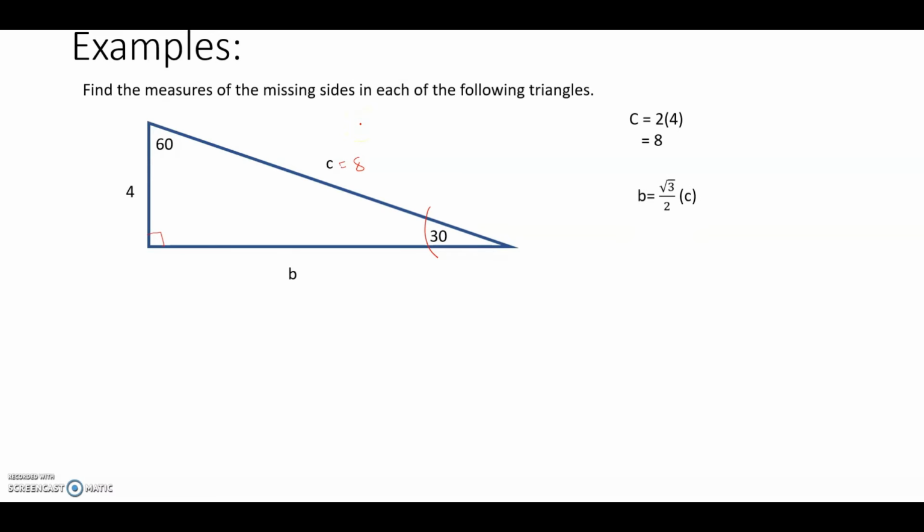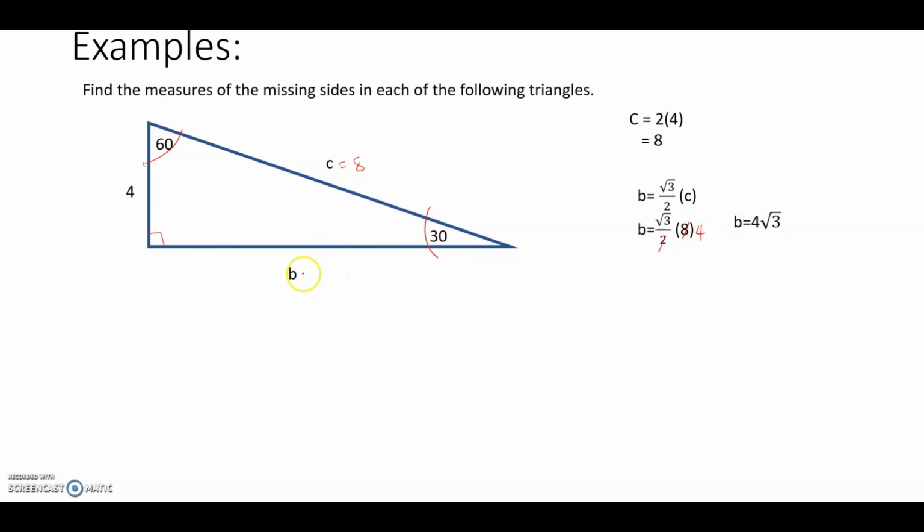And then for the opposite of 60, you just multiply the value of c by square root of 3 over 2. So why is it square root of 3 over 2? Since we know that the length of c is twice the product of this side. So c is 8, so that will be square root of 3 over 2 times 8. Just simplify, so that will be 4 square root of 3. Just cancel this 8 and 2, so that becomes 4.